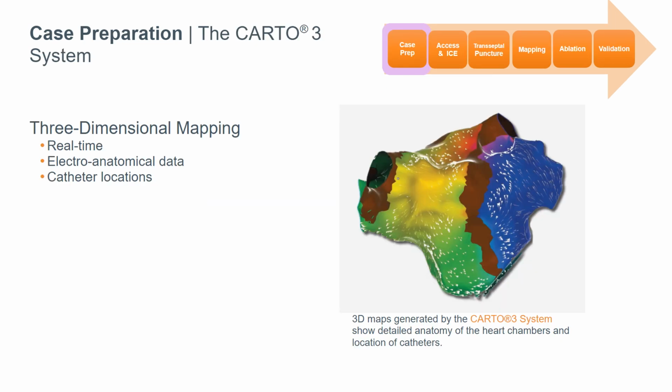First, let's discuss the CARTO 3 system equipment setup, electrophysiology or EP lab staff, and considerations for the procedure. The CARTO 3 system is an advanced mapping system that creates real-time, three-dimensional maps of the patient's heart. It also captures electroanatomical data to be stored and displayed using specialized catheters. Diagnostic and therapeutic catheters can be visualized within the heart chambers. This helps the physician to diagnose, interpret, and treat heart arrhythmias.